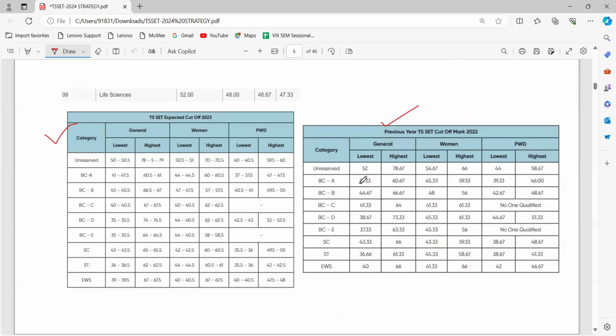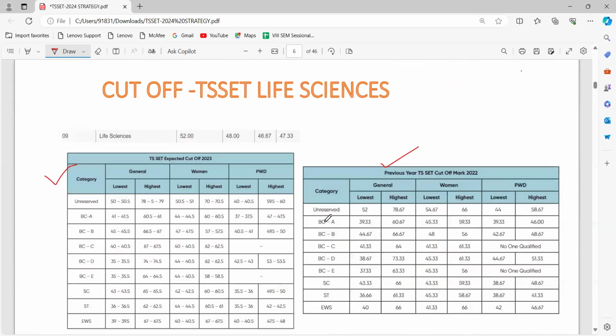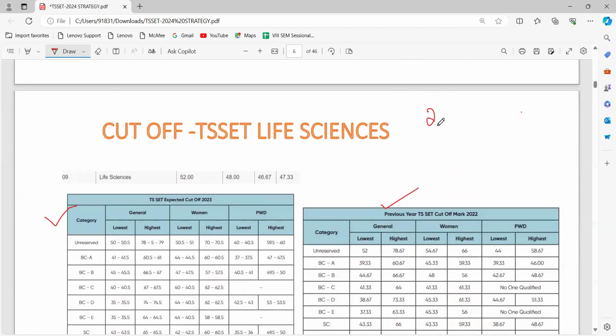And this will be the cutoff with respect to the category. But right now, I am going to tell all of you the 2024 August exam expected cutoff. I am not telling the exact cutoff, but mostly the cutoff will be in this range only. Keep it in your mind.